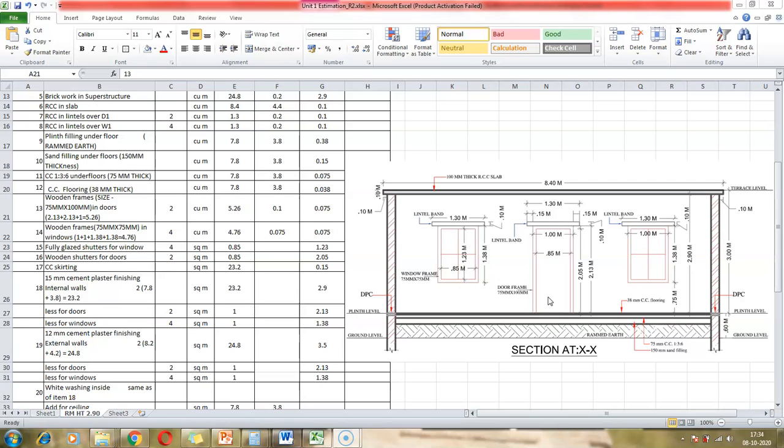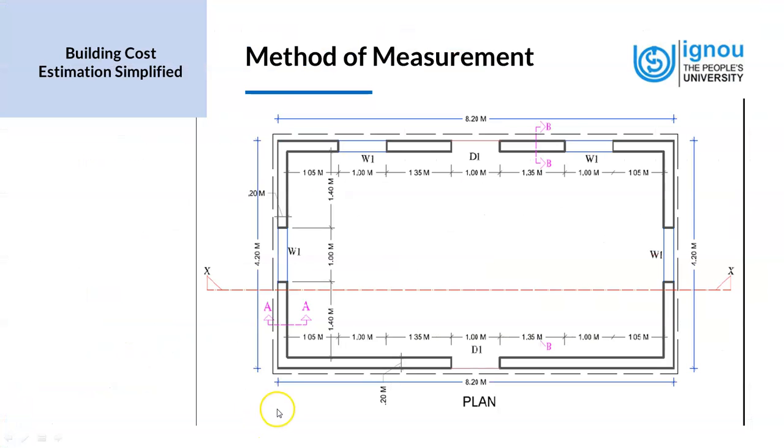Next, we look at the cement plastering finish for the exterior walls. For exterior walls, we look at the dimensions of the room again. For the external walls, we know that the dimensions are 4.2, 8.2, 4.2, and 8.2 again. So the whole perimeter of the external surface is 4.2 plus 8.2 plus 4.2 plus 8.2. For the purpose of exterior plaster finish, we will be taking this dimension.